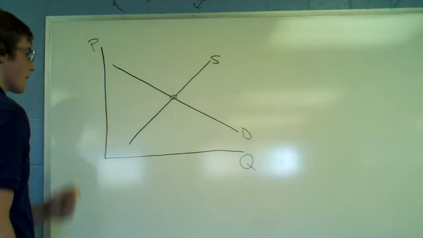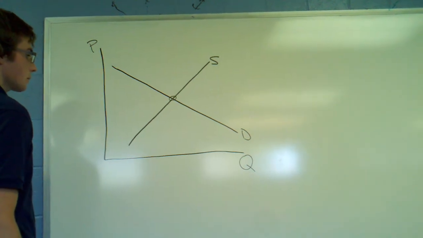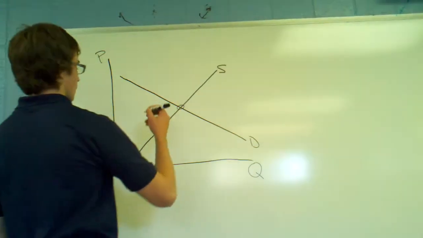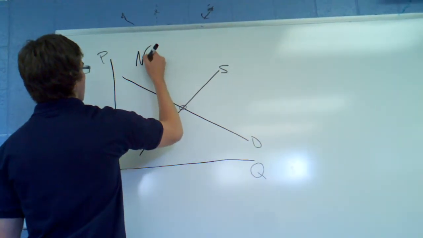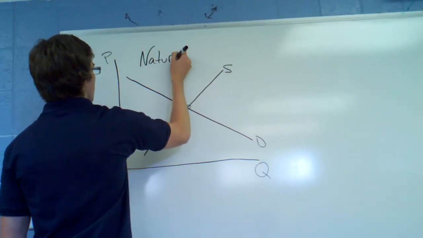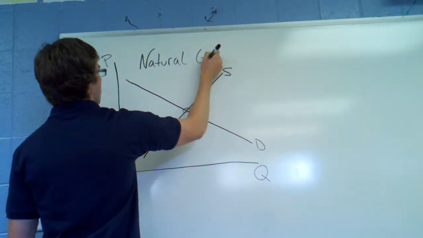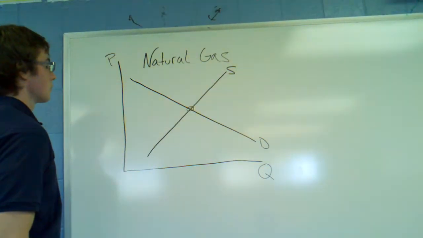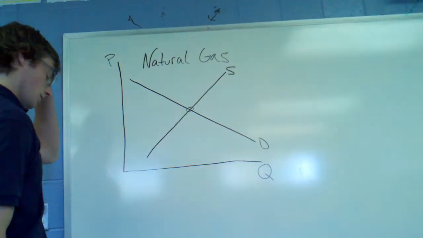So we're going to analyze, say, okay, what happens when something other than price happens in the market? So we're going to write down natural gas up top here. This is the market for natural gas. Now this is not gasoline. This is not the gas you put in your car. Right? This is natural gas, which can be used to fuel homes and then used for electricity and such.